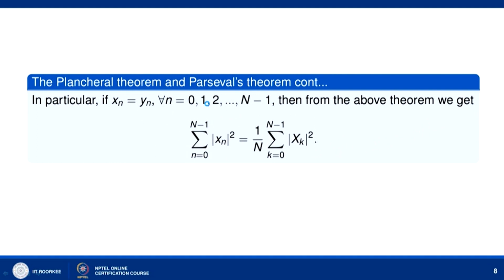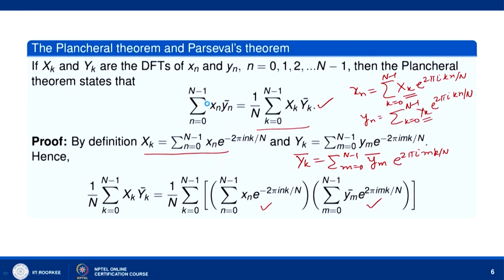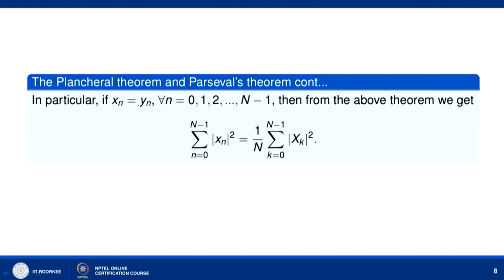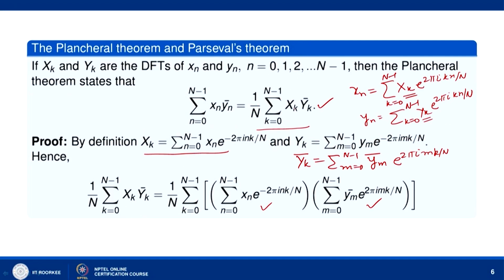So, we go to a particular case here. Let us take the sequences x n and y n to be same, okay, x n equal to y n for all n. So, when x n is equal to y n for n equal to 0, 1, 2, 3 and so on up to n minus 1, then from the Plancherel theorem what do we get? Notice x k y k bar will be x k bar now, because y n and x n sequences are same. So, x k x k bar will be mod of x k square, and here x n bar will be mod of x n square.